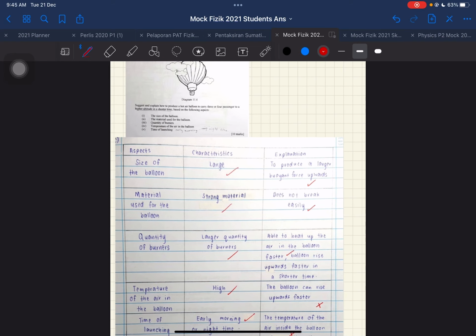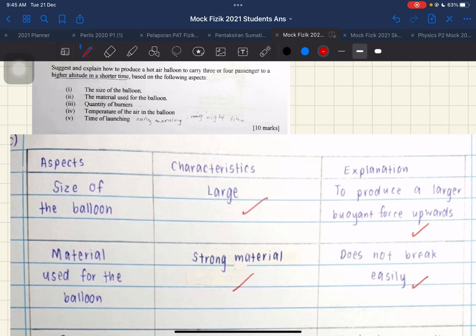Size of the balloon. They give you size of the balloon. It should be larger. So when the size of the balloon is larger, greater buoyant force will be produced. We know that buoyant force will be the upward force. And then the material for the balloon, it's good to write strong material. That will be 1 mark. And then the reason: will not break easily.